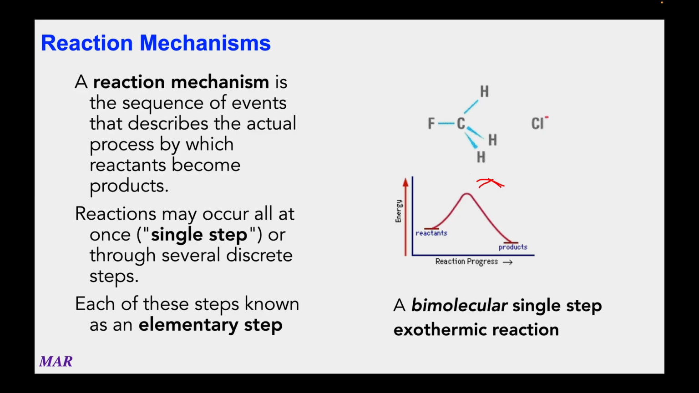We can also tell from this reaction that it's exothermic. Products are lower than reactants, so delta H will be negative. And another term that we'll talk about more in a little bit, this is considered a bimolecular reaction. Bimolecular means that two chemical species are coming together to make the products. You can also have unimolecular and termolecular. We'll talk about that here in a little bit.